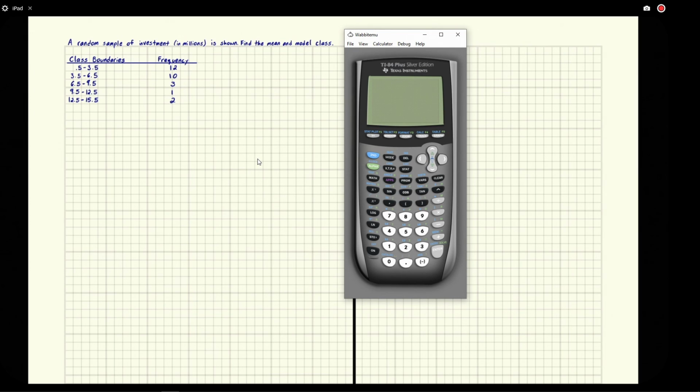Eric Burgess here, and we've been asked to solve this question. A random sample of investments in millions is shown. Find the mean and modal class.